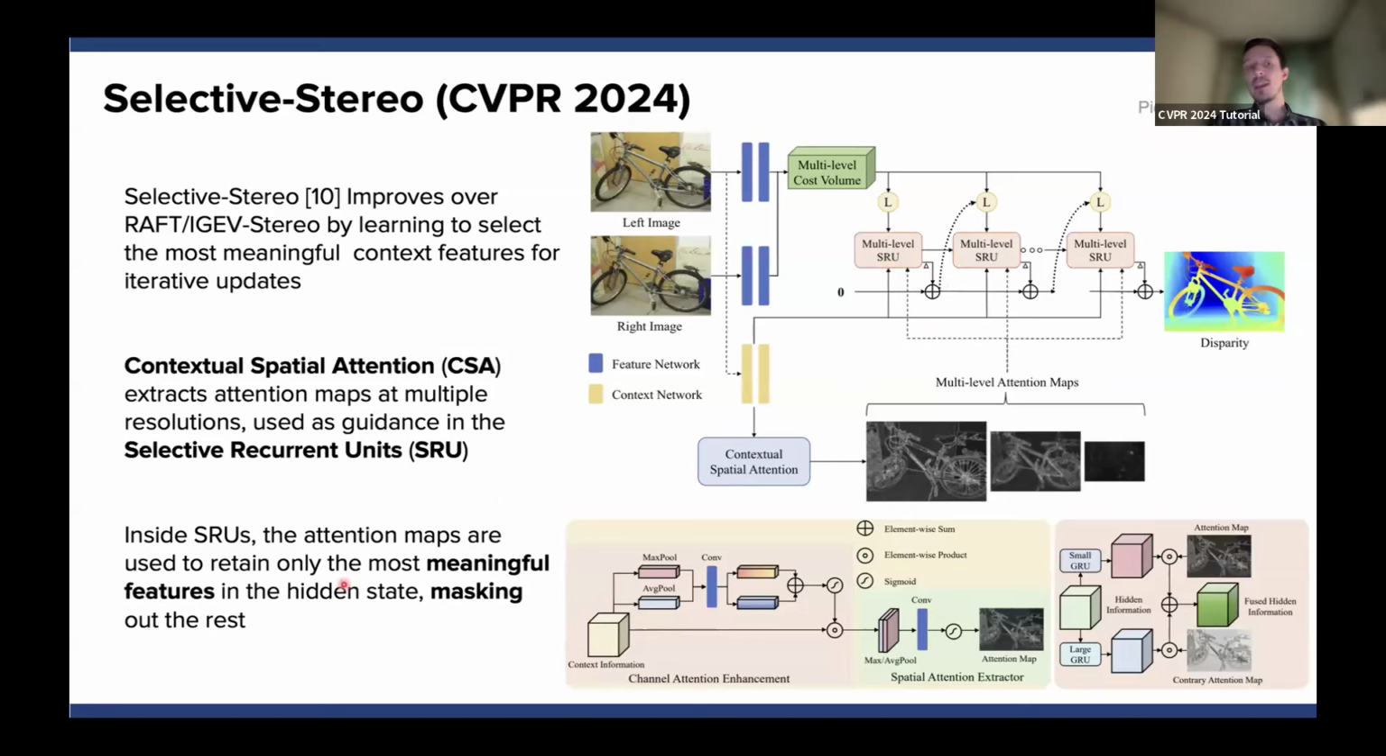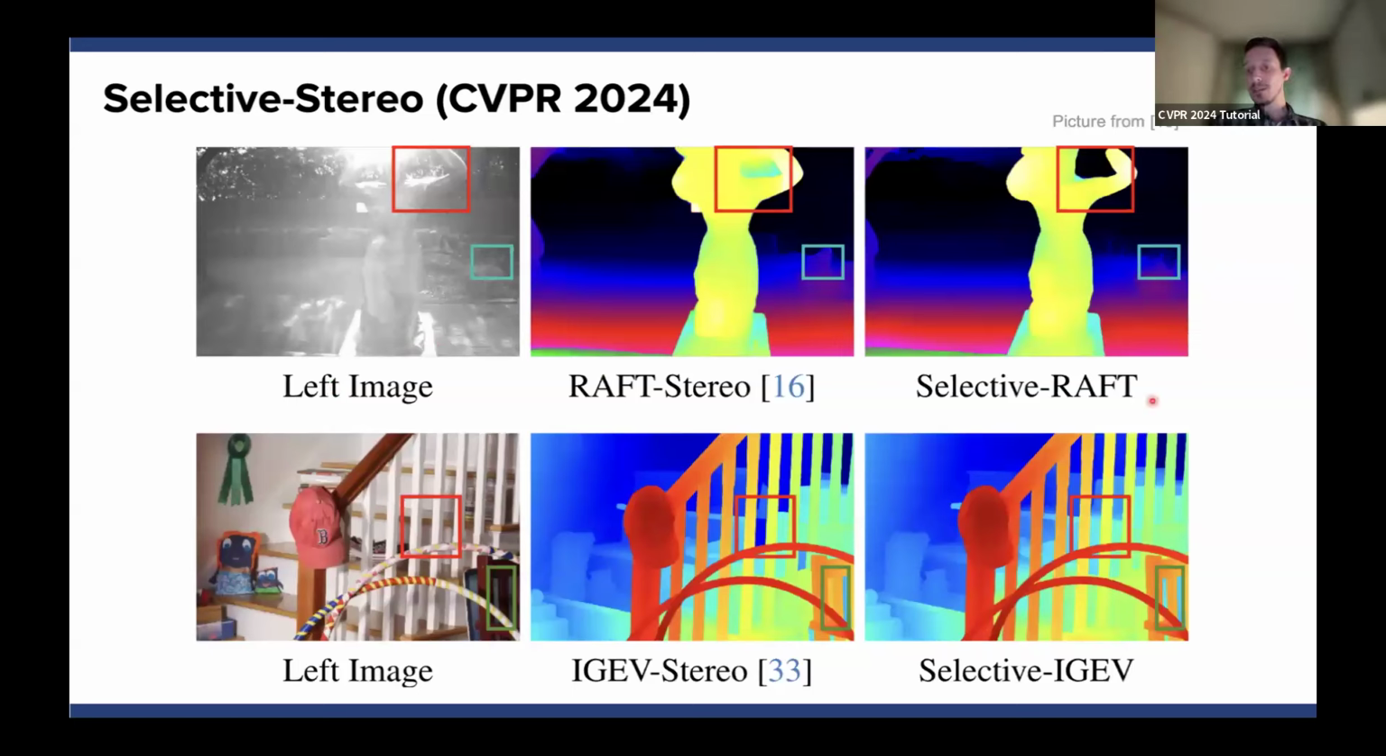So the gated recurrent units are now implemented as selective recurrent units that take as input this contextual spatial attention and use it basically to filter out the features. So those features having a very low attention score will be very likely to be ignored during the iterative update in order to propagate only the most meaningful information. And here again, we can see some qualitative results, respectively against RAFT-Stereo and IGEV Stereo. We can see that Selective-RAFT and Selective-IGEV can obtain even more accurate results and even more fine-grained predictions.